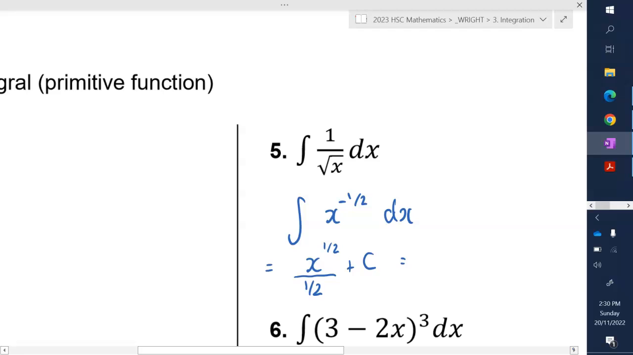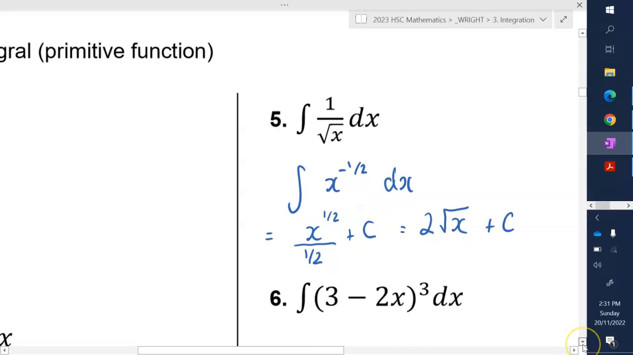Let's neaten that up. When I have 1/2 on the bottom, and I'm dividing by it, I flip it upside down and multiply. It becomes 2. I can leave it as x to the 1/2. I'm going to write it as the square root of x because that's how I was given it. So let's give our answer the same way.